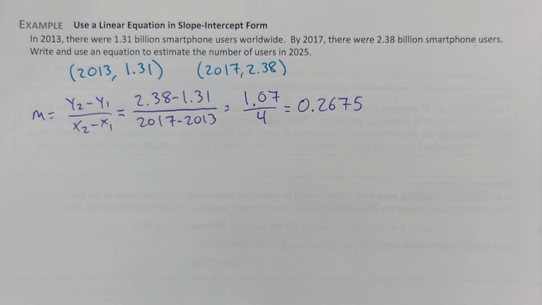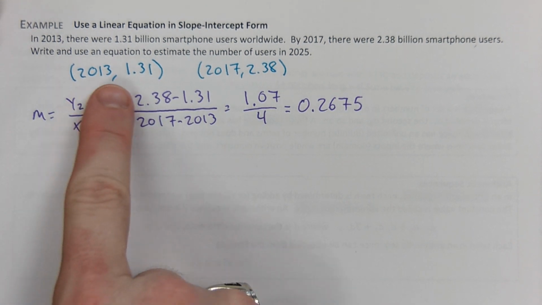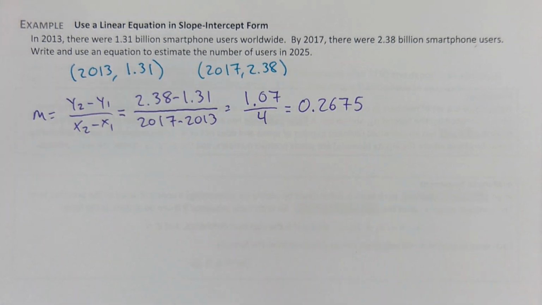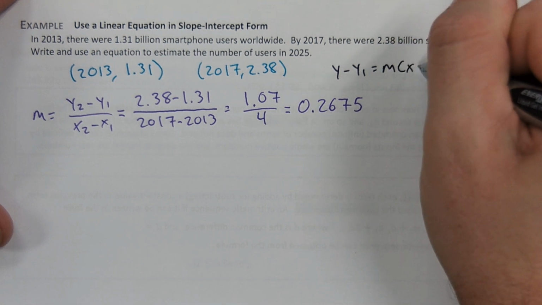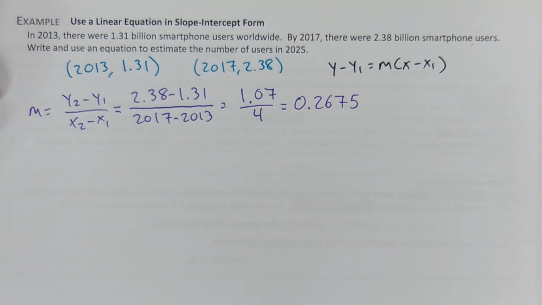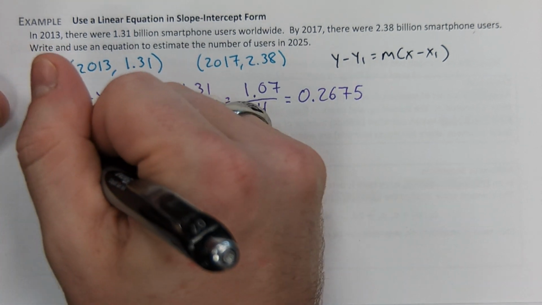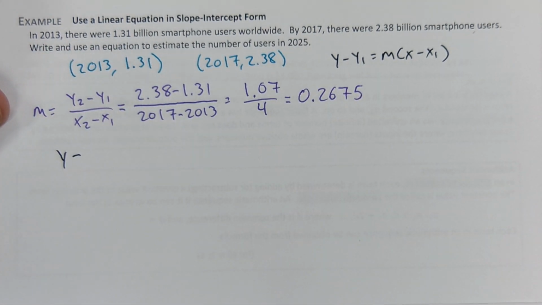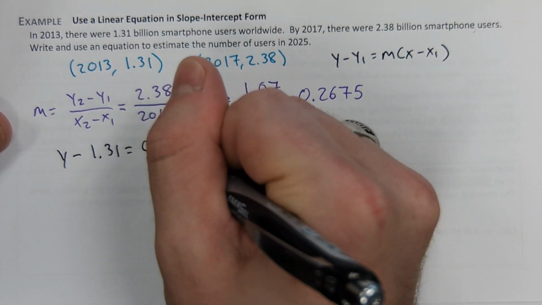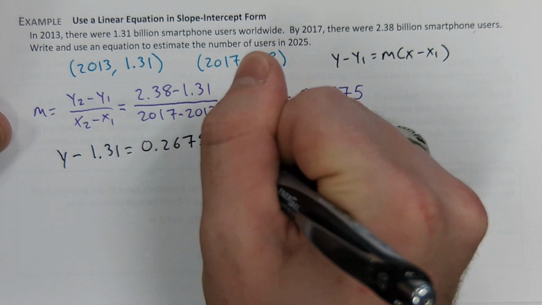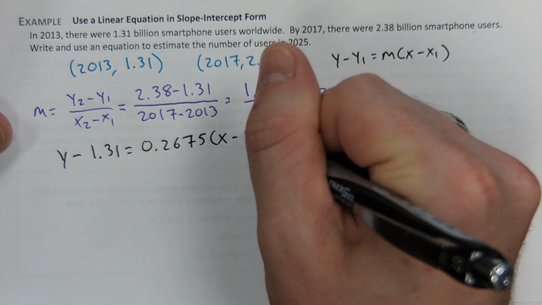Great. Time to write our equation. And the reason why I want to do that one on the back first is because, hey, look, a point and a slope. Point slope form. It's our friend. So we're just going to fill it out. Y minus y1, which was 1.31, equals the m we found, 0.2675, x minus x1.